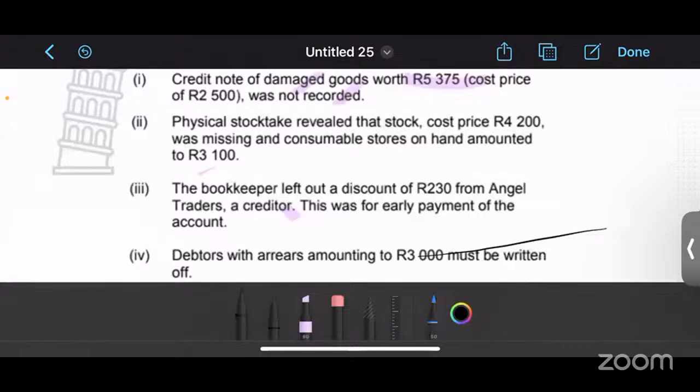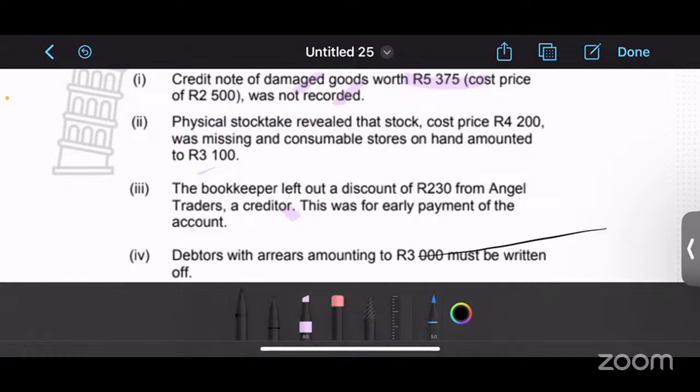Physical stock take revealed that stock cost price of 4,200 was missing, and consumable stores on hand amounted to 3,100 rand. What do you think that this has to do with? Do you think we're going to record this anywhere in our note? Kim? No, ma'am. No.